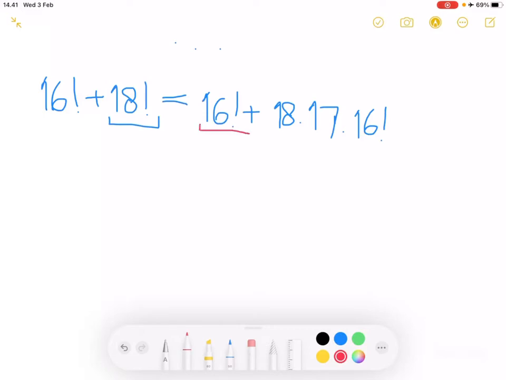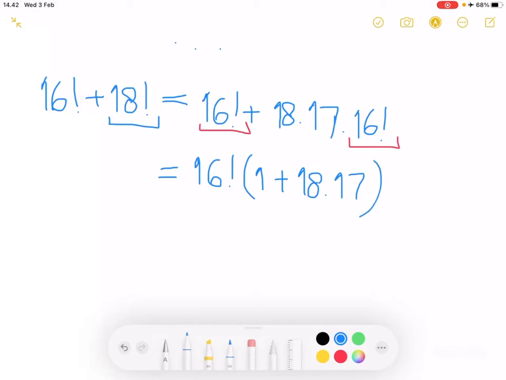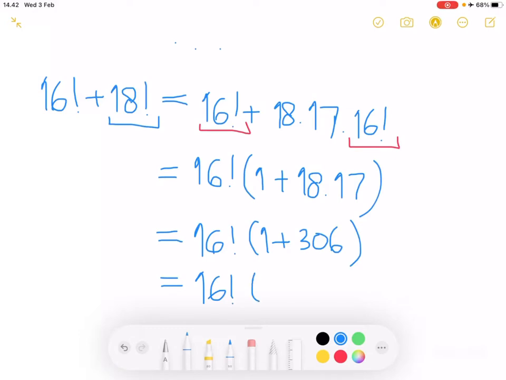So we can factor a 16 factorial out of this expression. 16 factorial on the front, and what's left after factoring it out of the first term is just 1. And what's left from the second term is just 18 times 17. Then we can work things out. So we have 16 factorial times 1 plus, after calculating it, 306. And then you will get 16 factorial multiplied by 307.